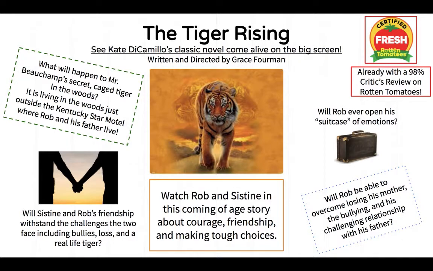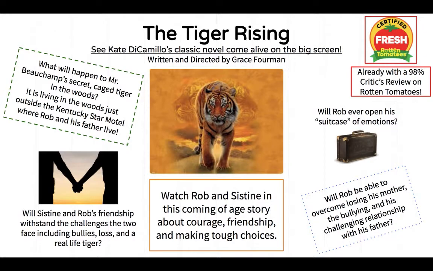The pieces of evidence that I included are mostly questions. Right in the center, though, I talked a little bit about the topics and the theme of our story to prove I've read it. It says, watch Rob and Sistine in this coming-of-age story about courage, friendship, and making tough choices. Up in the top left, I wrote, what will happen to Mr. Beauchamp's secret caged tiger in the woods? It is living in the woods just outside the Kentucky Star Motel where Rob and his father live, so that shows I understand the setting of our story.